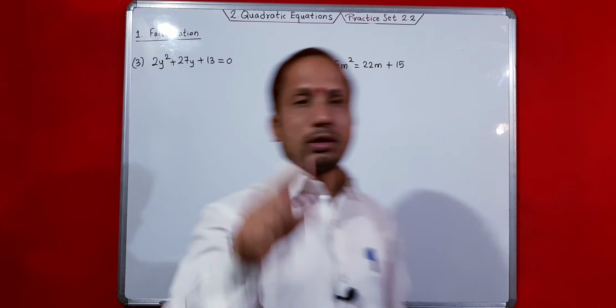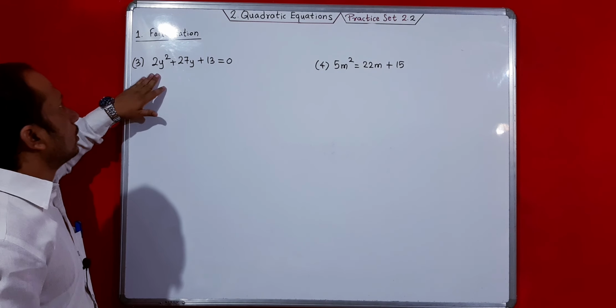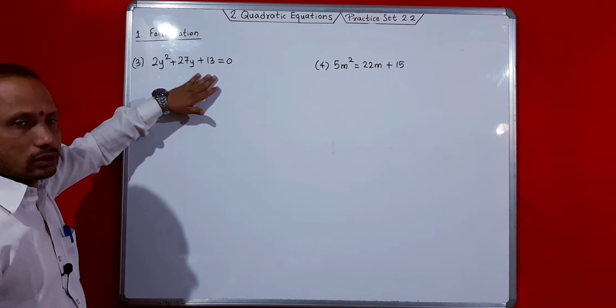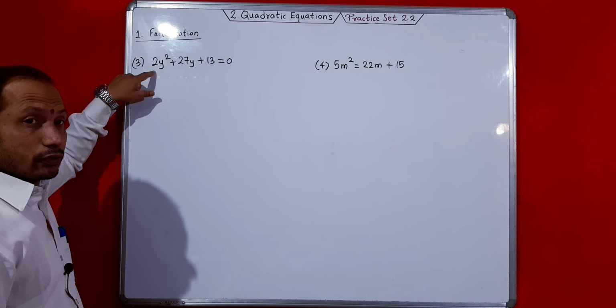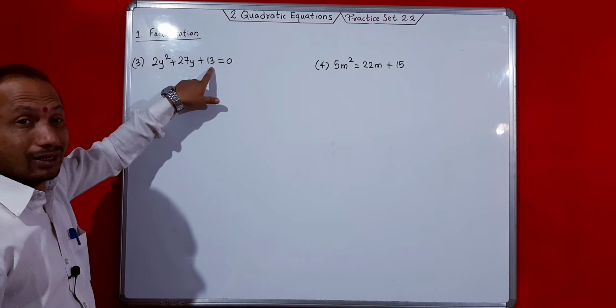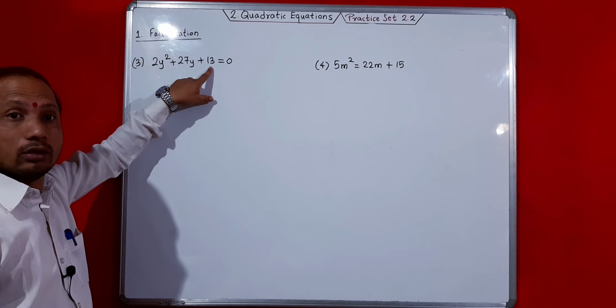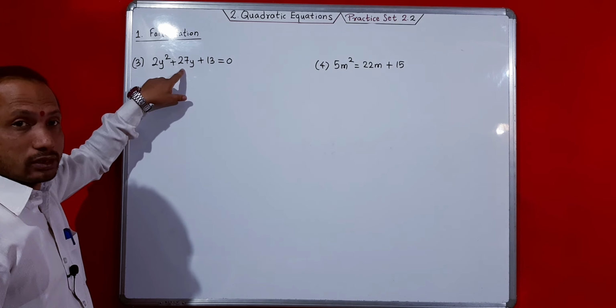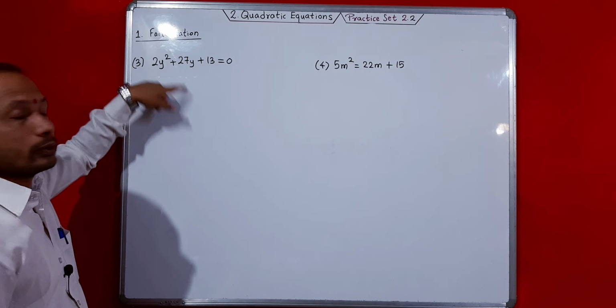We'll discuss problem number 3 and problem number 4. So let's discuss problem number 3: 2y square plus 27y plus 13 is equal to 0. Remember that if any number is present with y square, x square or any other variable, then it is multiplied to the last number. So 2 into 13 is 26. We have to factorize this number in such a way that the product should be 26 and the addition should be 27.